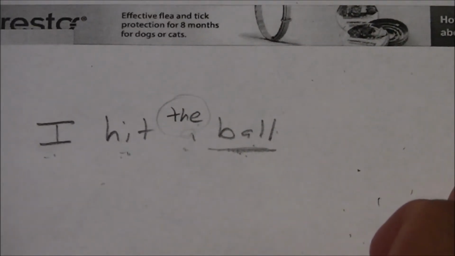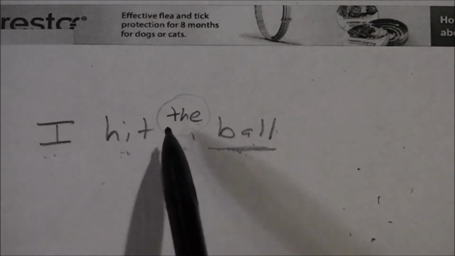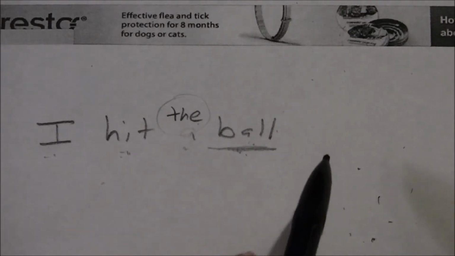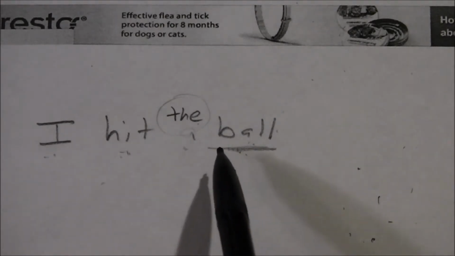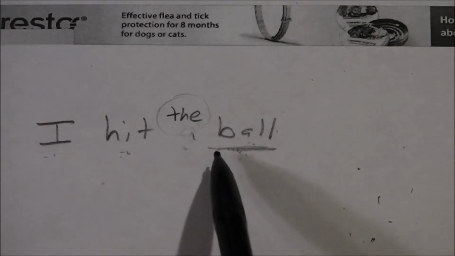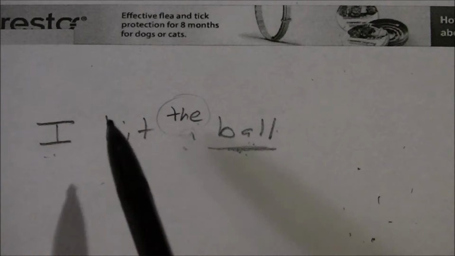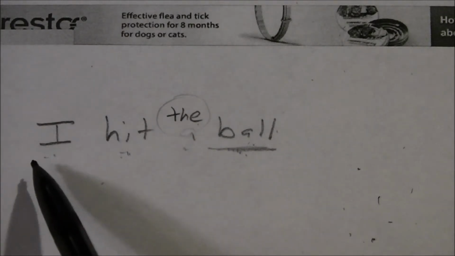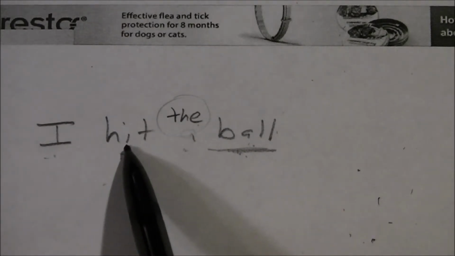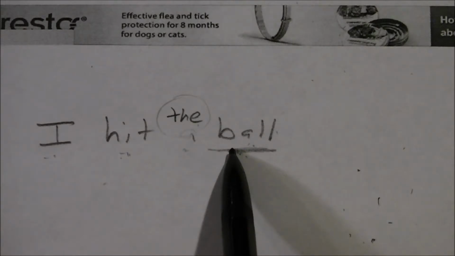Well, I'm going to slide my paper up here, and I have an English sentence. Okay, I hit the ball. A direct object is the word that receives the action of the sentence. I like to think of it as it answers the question what in terms of the verb. So, I hit. What did I hit? Ball. So that's the direct object.